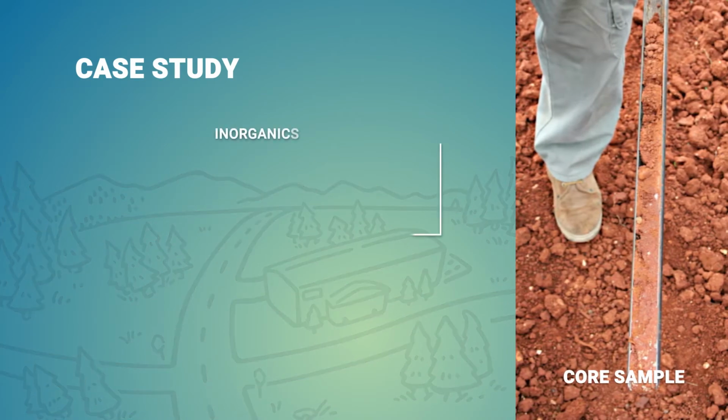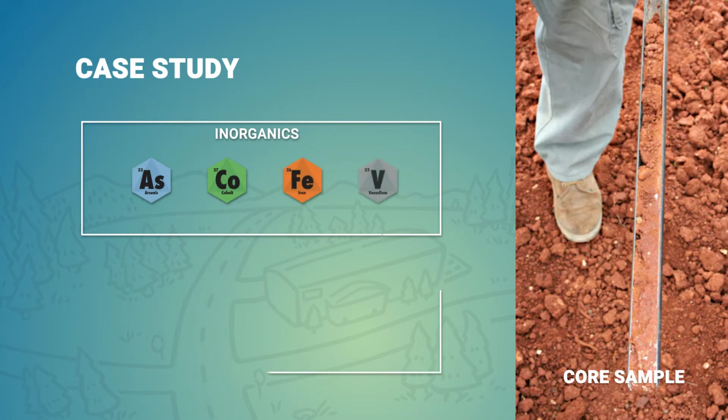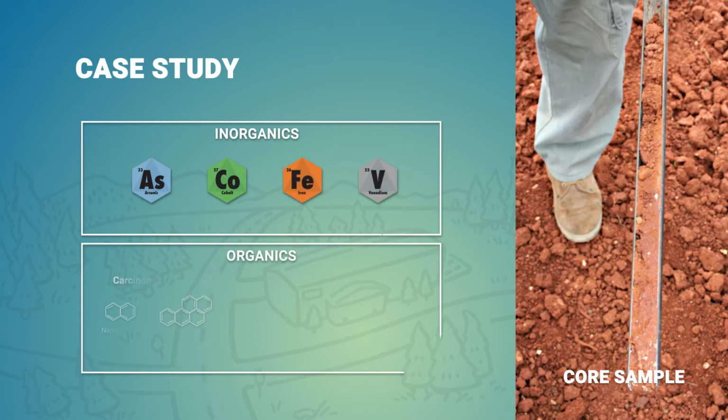During site characterization, releases from historical operations at the facility were identified. Soil samples were collected at the site, and inorganic and organic contaminants were detected. Site concentrations of some inorganics and organics exceeded their applicable risk-based soil screening values. Arsenic, cobalt, iron, and vanadium are the inorganics. Dioxins and carcinogenic polycyclic aromatic hydrocarbons, also known as CPAHs, are the organics.